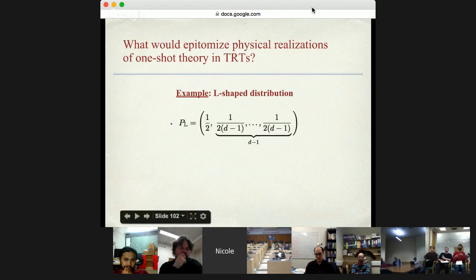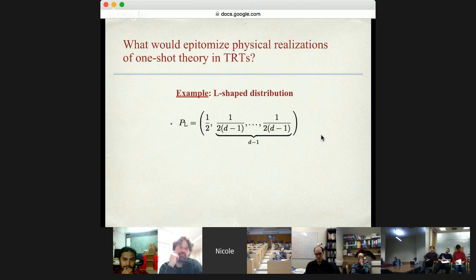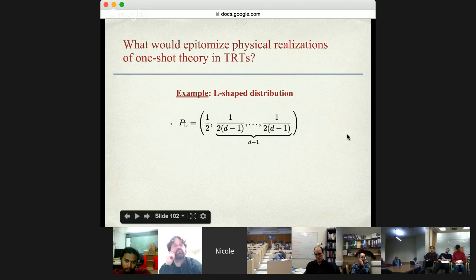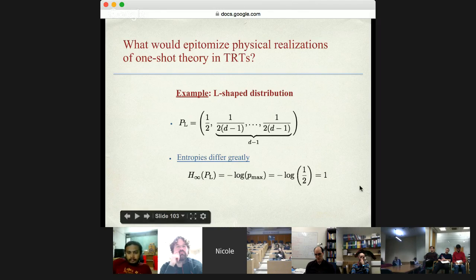Consider this probability distribution. It has a large value of 1/2, and all of the other values are quite small. So suppose that you plotted out this distribution as a histogram. One of the values would be 1/2, it would be rather tall, and all of the other values would be very short. So this distribution would look like an L, hence the name. We can calculate the entropies of this distribution. The min entropy has this definition, recall. This is the greatest value of the distribution, which is 1/2. So if we substitute in 1/2 here, we find that the min entropy is 1.